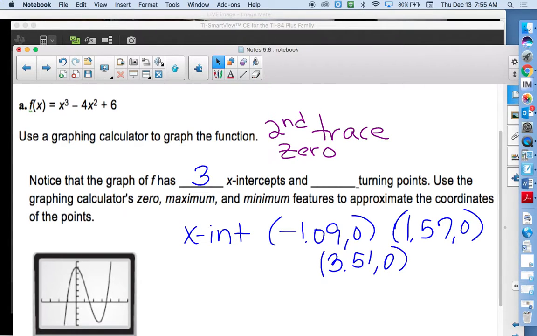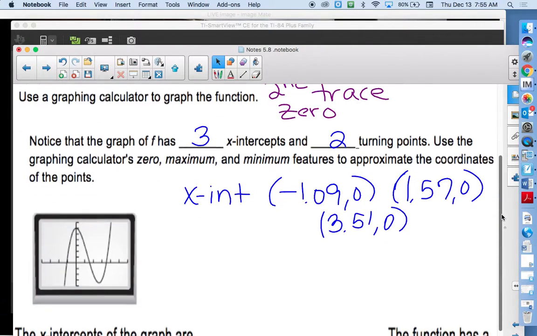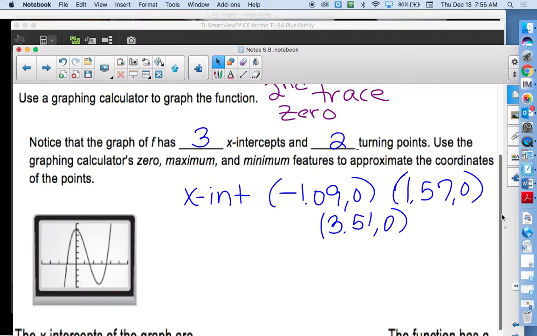So because none of these are nice, beautiful fractional or whole number values, that's another reason that it wouldn't be factorable. So when you factor, you get nice answers. You get a 1, you get a 1/2, you get a -3/4. But if you can't factor, the answers aren't nearly as nice. They're just decimal values. So this graph has 3 x-intercepts. It has 2 turning points. And you can see that in the picture. So we found the x-intercepts. Now it asks you to find the max and the min.